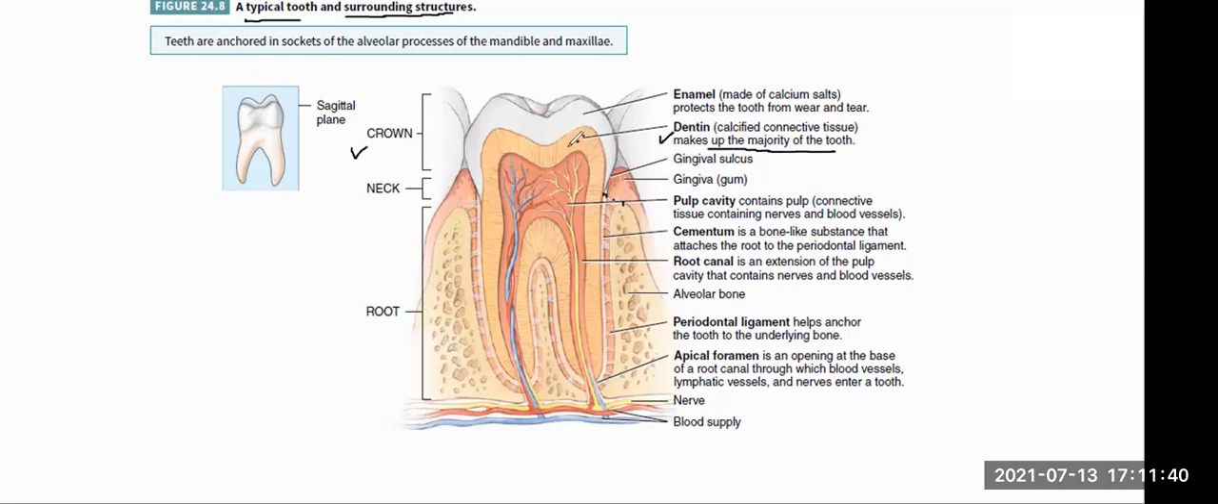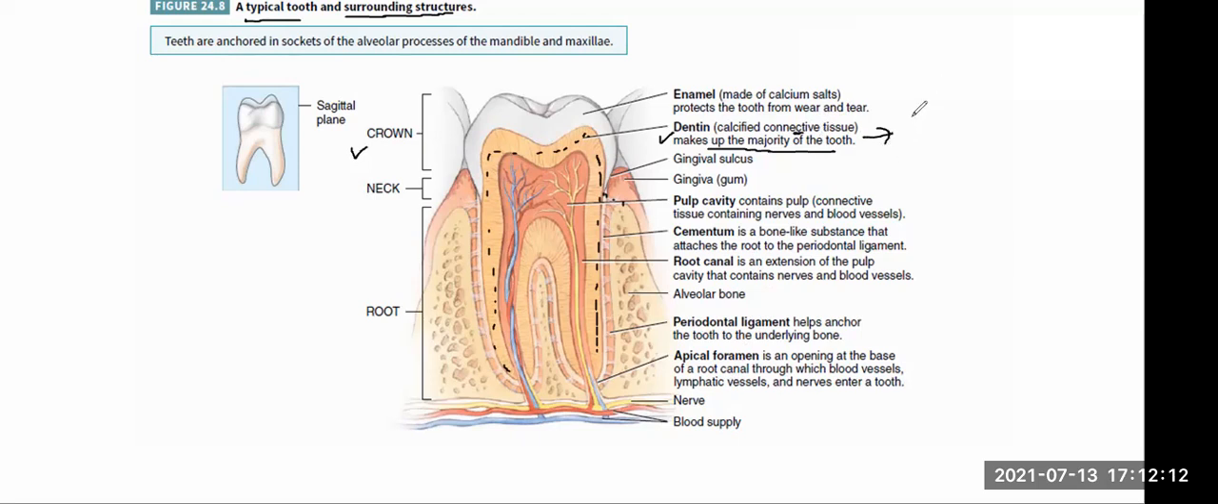You can see it goes from above into the root, like this. It's everywhere, so the maximum part of the tooth is dentin. And what is dentin? Dentin is a bone-like tissue which consists of calcified connective tissue. It is hard like bone, and to be honest, it is harder than bone.